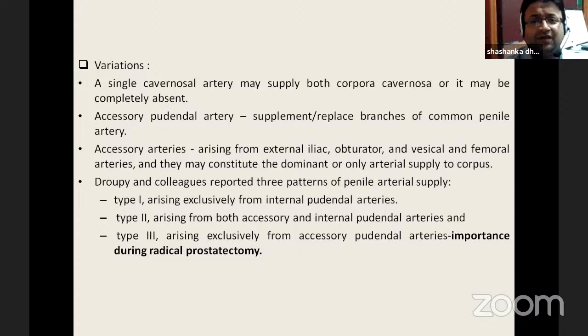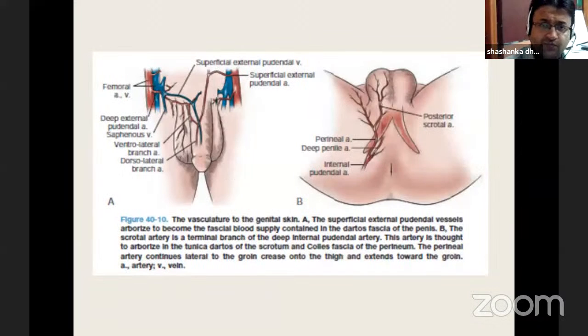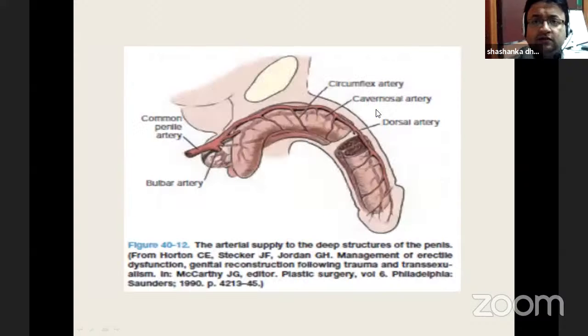There have been different classifications for the abnormal penile arterial supply. I don't think we need to go into this. All right, so we've talked about the supply from the superficial external pudendal artery and vein. These are the superficial ones, and this is the deep one, the internal pudendal artery, the deep penile artery, the perineal artery. After giving off the perineal artery, and obviously there is posterior scrotal artery as well to the scrotum.